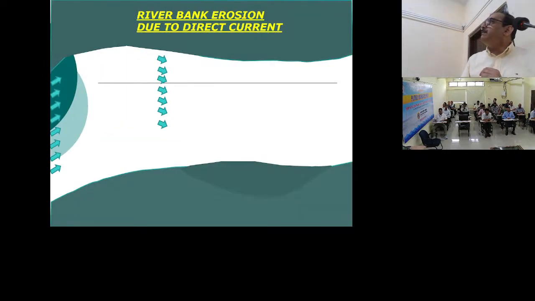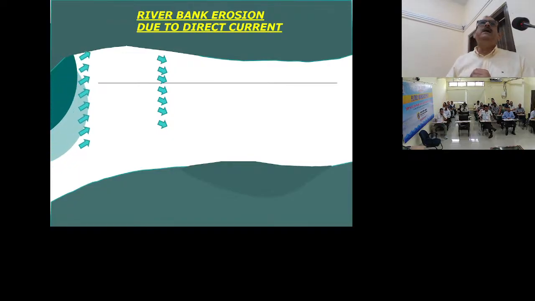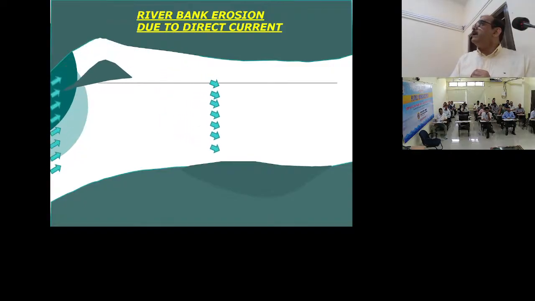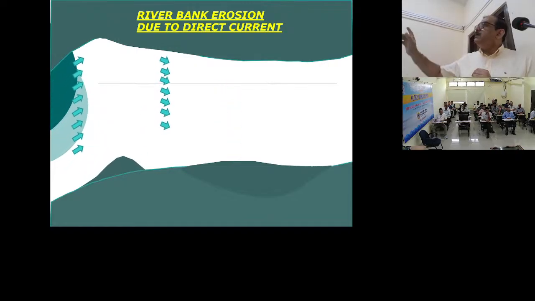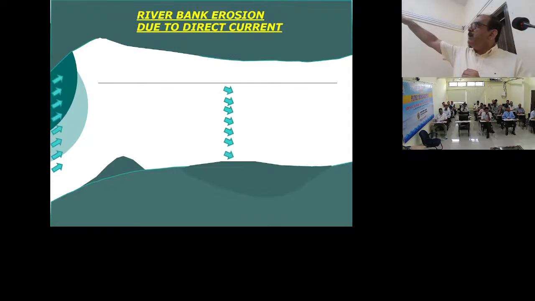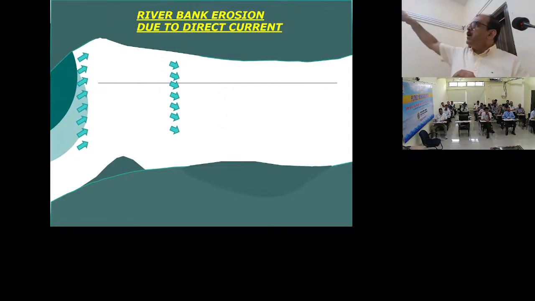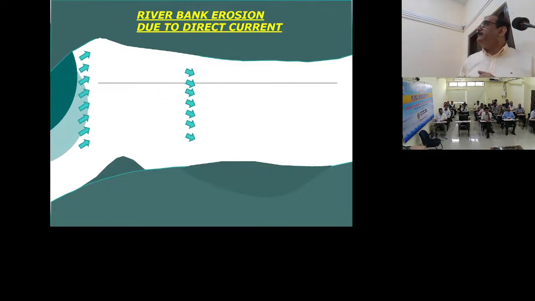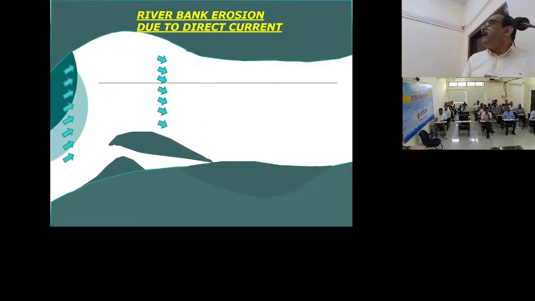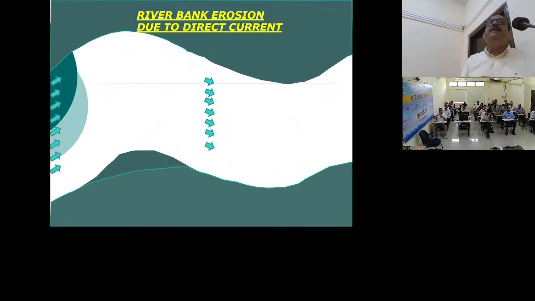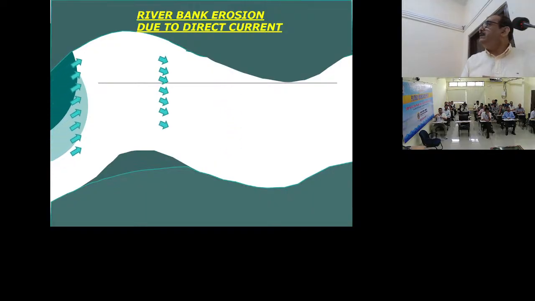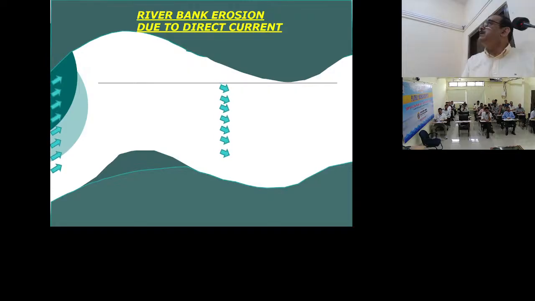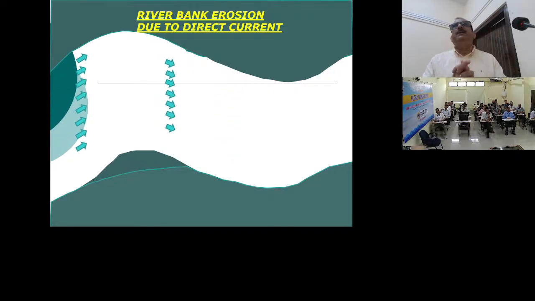Say there's a bend in the river. When water flows, it will hit the concave bank. When it hits, erosion will occur there, and deposition will be on this bank. This process will go on, and then the river will have a meandering pattern. This is due to the direct current, discharge and velocity.